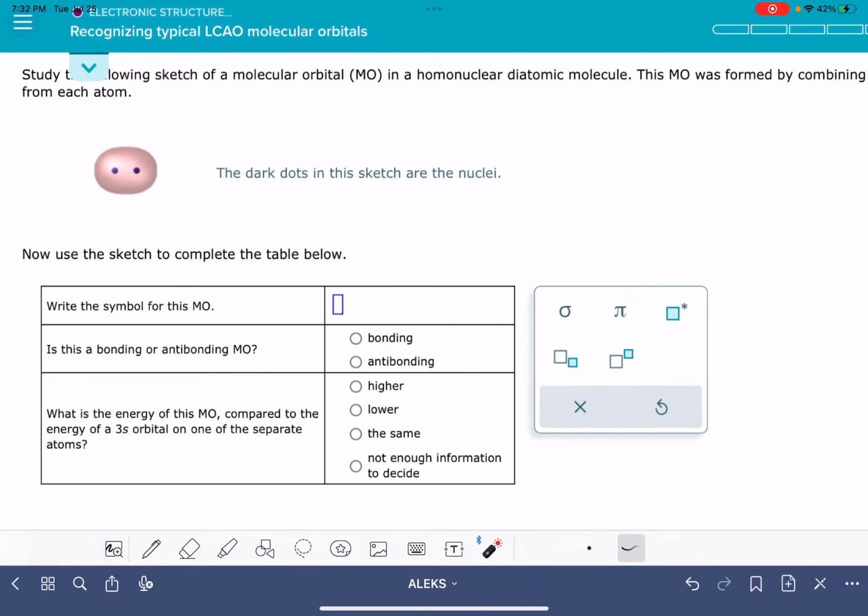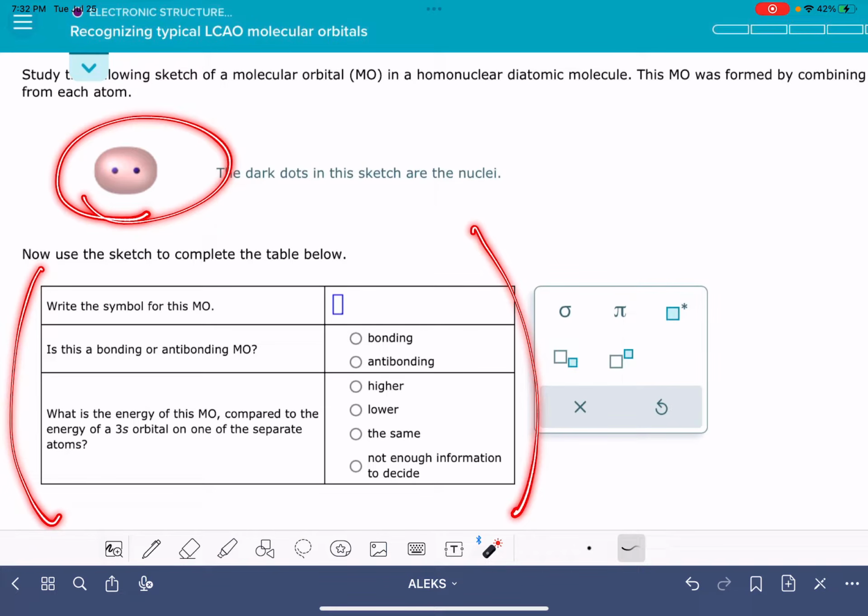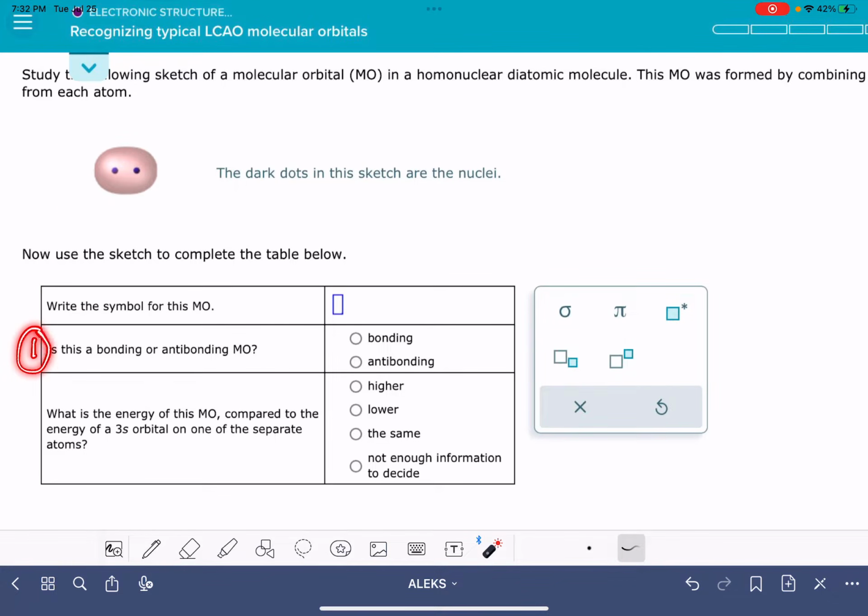In this video, I'll give you some tips for solving the ALEKS problem called Recognizing Typical LCAO Molecular Orbitals. This problem is going to give us a picture of a molecular orbital, and we have 3 questions to answer about that orbital. I think it's easiest if we start with the second question, which asks if it's a bonding or anti-bonding MO.